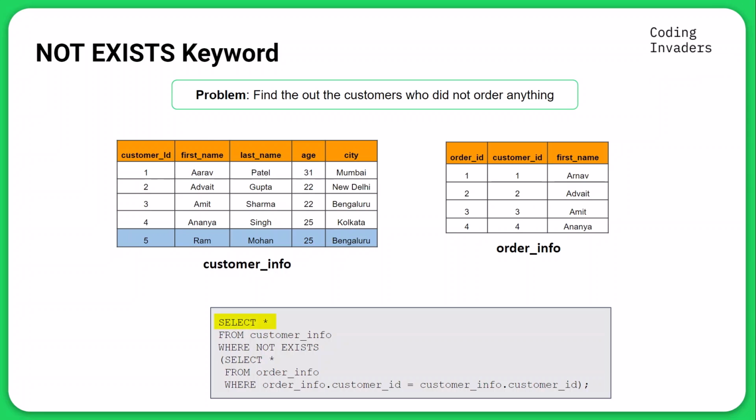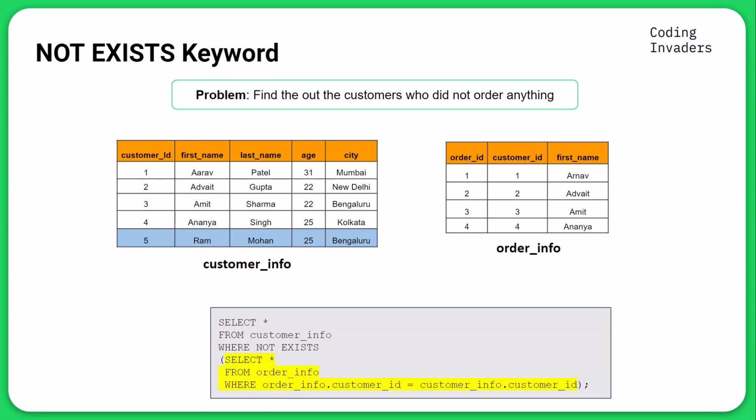What it says is: select star, meaning select all the columns, from customer info where NOT EXISTS, where this value doesn't exist. What value? Select star from order info where order info dot customer ID is equal to customer info dot customer ID. If that row doesn't exist, then only this condition would be true and give me the output. That's what this query says.